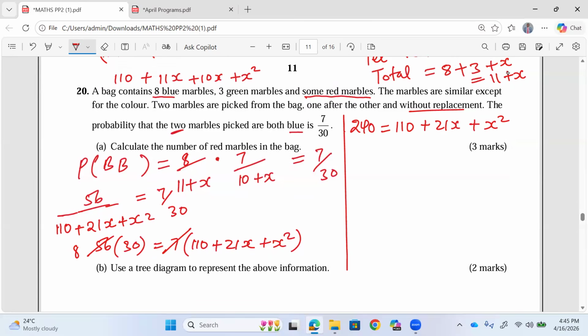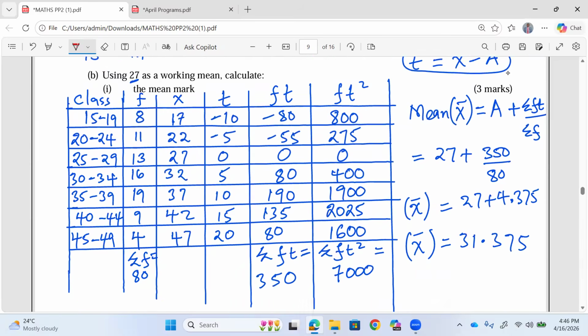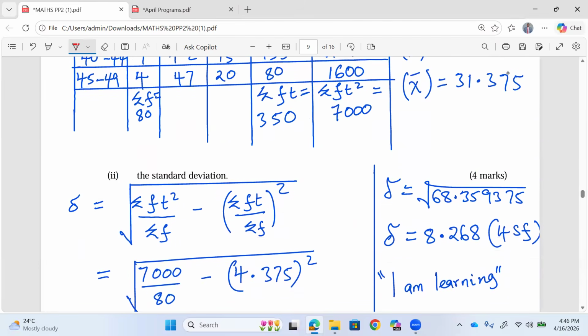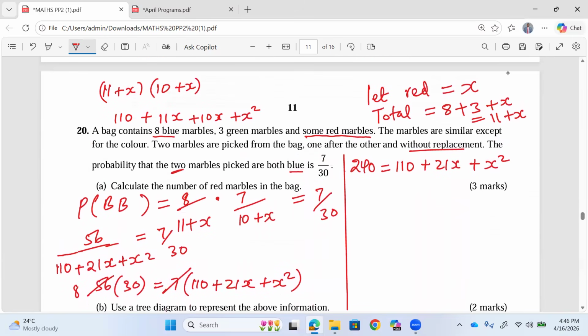So with this, we can solve using the quadratic. Okay, we used the quadratic method in the first question. There's somewhere we used the quadratic formula. So allow me now use the completing square method. So with the completing square method, ladies and gentlemen, let's arrange the equation such that we have x squared plus 21x equals to, the constants now are taken to the same side. 240 minus 110, we get 130.